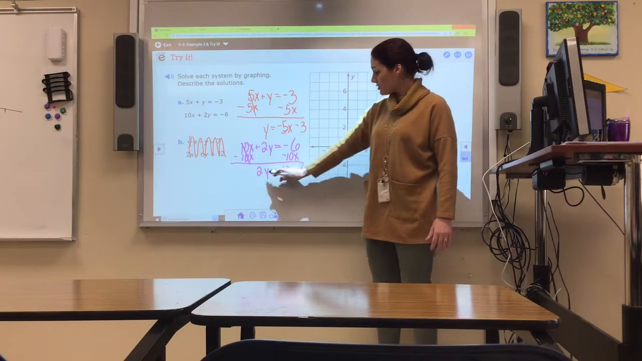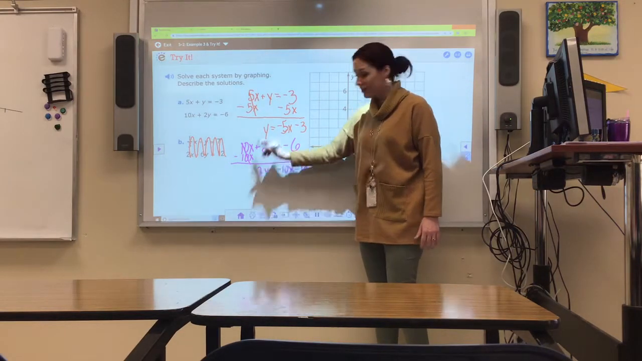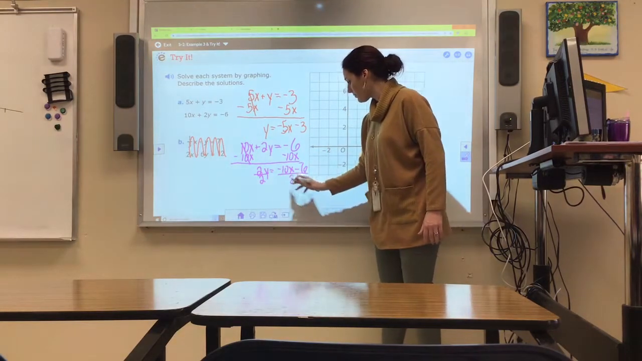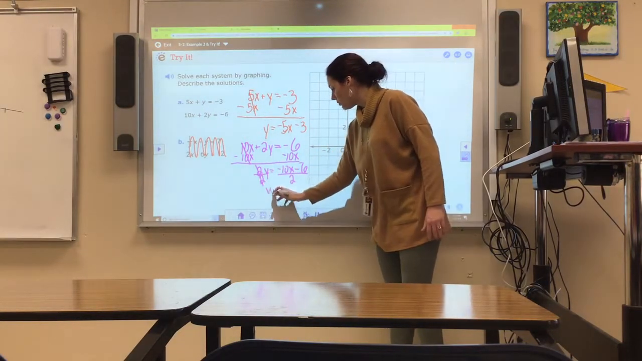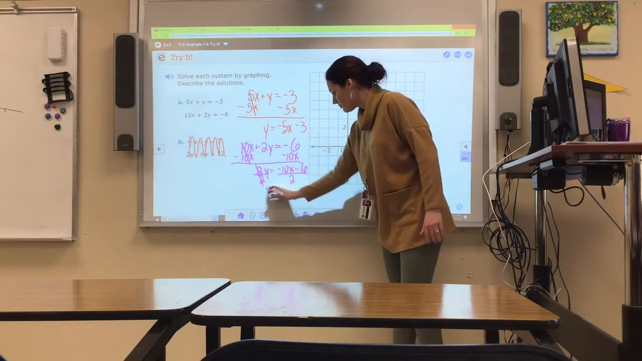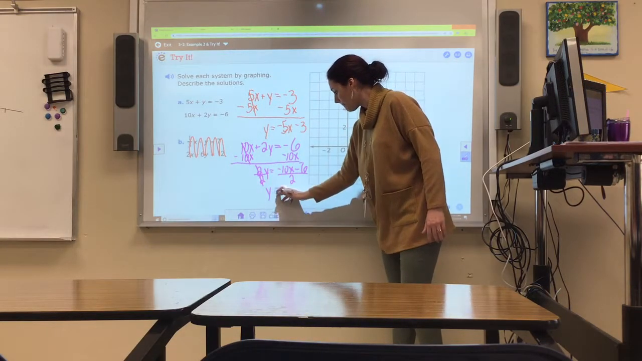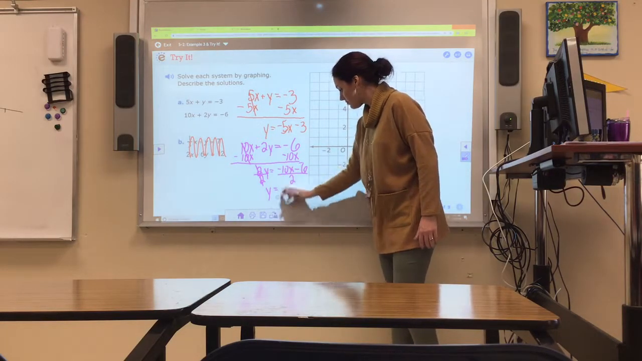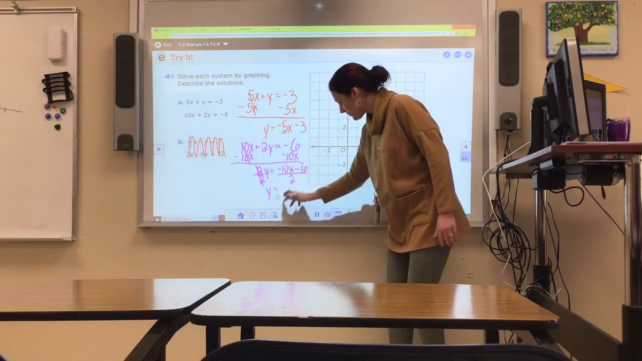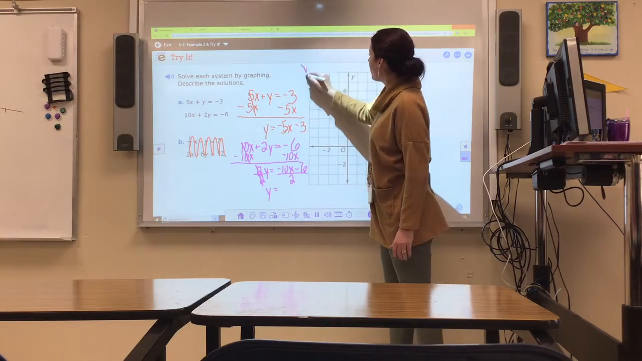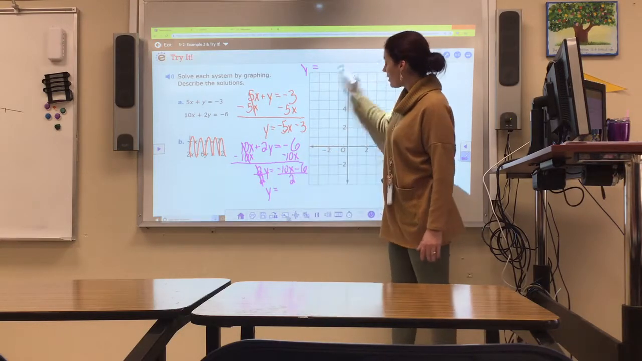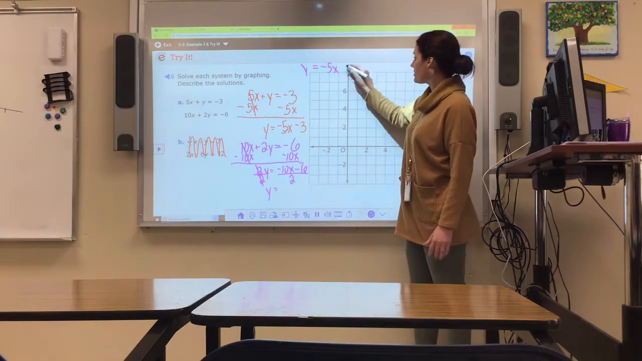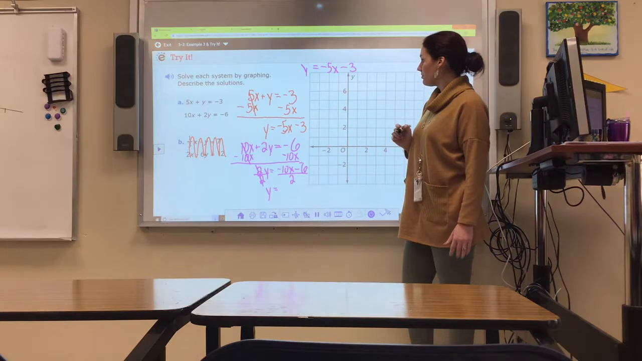This one does have a number in front of it, so we have to divide this one by 2. So y equals negative 10 divided by 2, which is negative 5x. Negative 6 divided by 2 is minus 3.